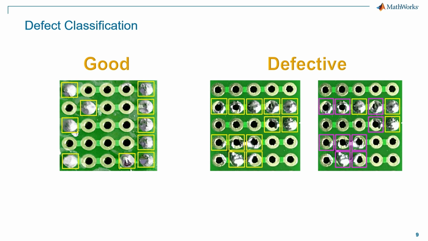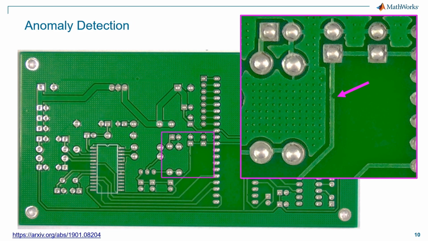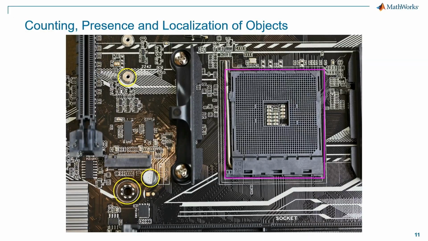So there are different kinds of defects. The second term is called anomaly detection. So on the PCB board there may be a crack, or something that may impact the signal integrity, or others. So that's anomaly detection. The third application is what they call counting, localization, or presence.